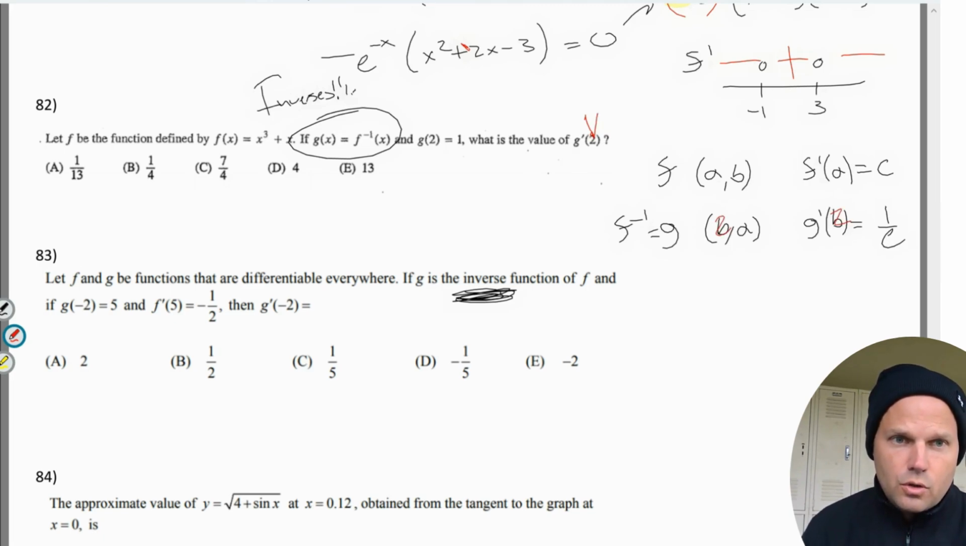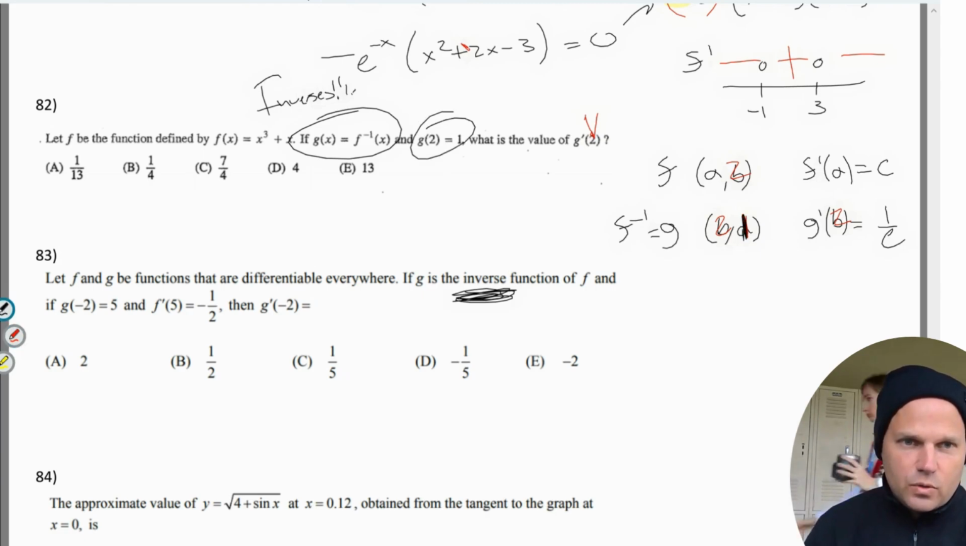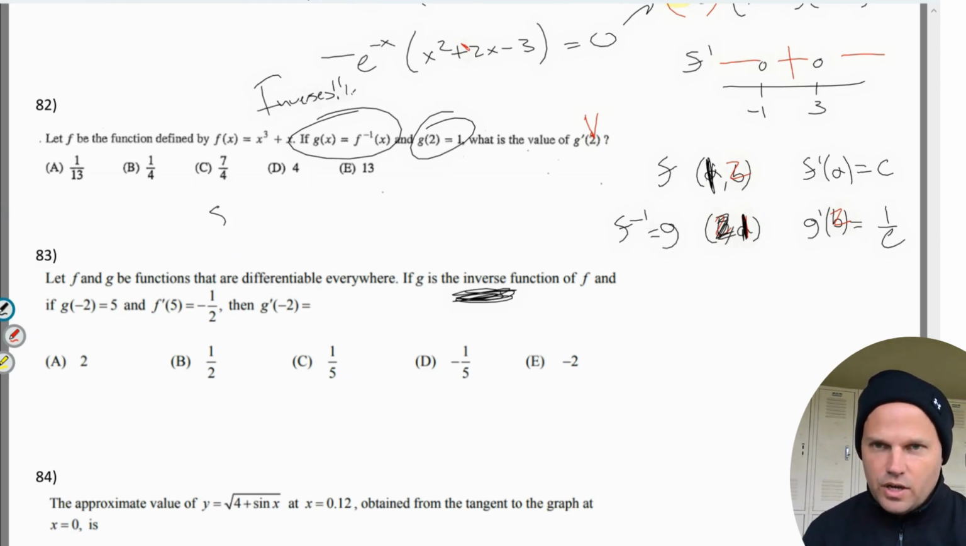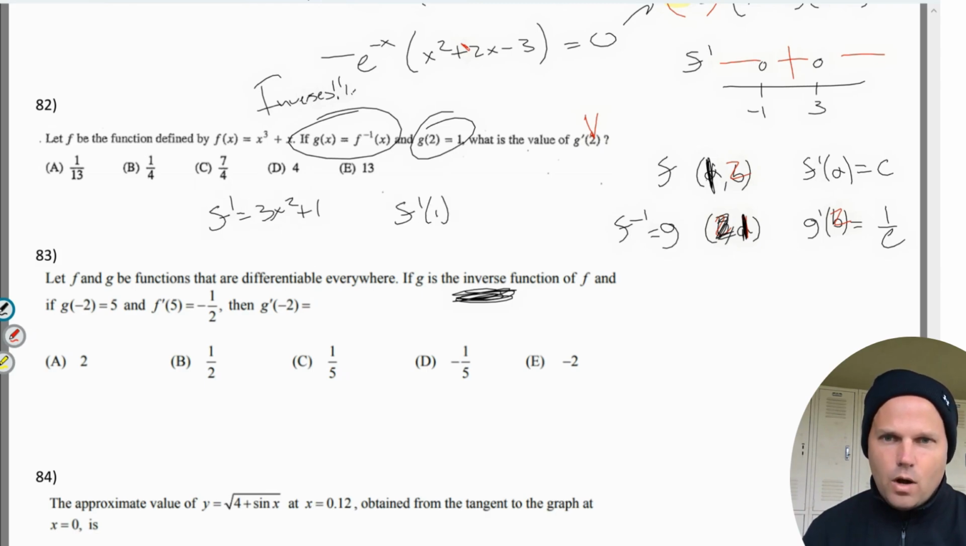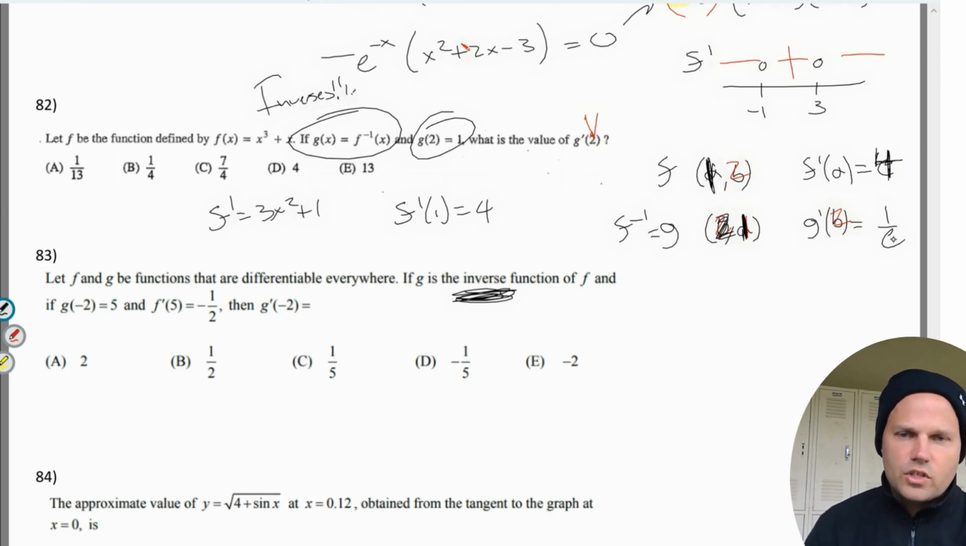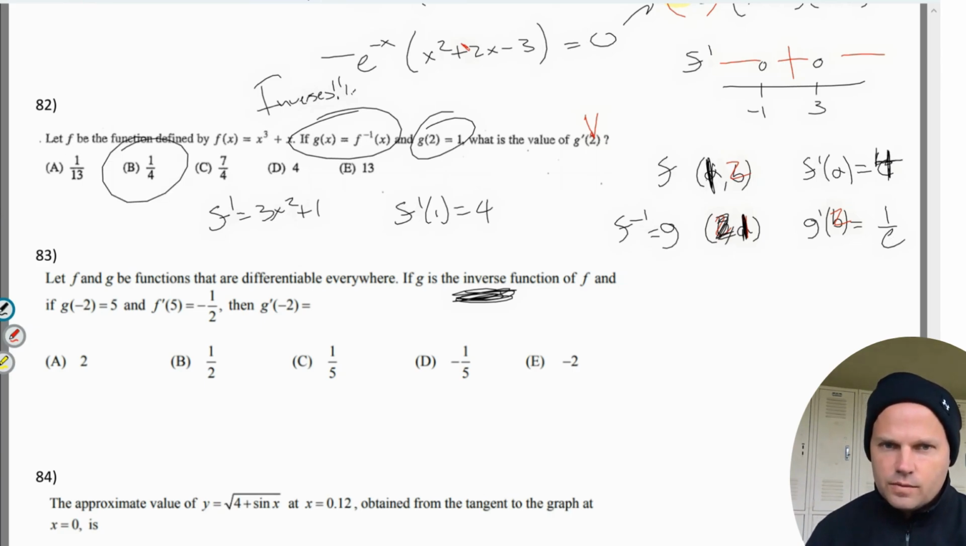I need to find F's slope when its Y value is 2. Oh, that's F's slope at 1 because you were told G of 2 is equal to 1. They literally gave you G of 2 is 1. So now I need to find F's slope at 1, and I'll know G's slope at 2. F's slope is 3x squared plus 1. F's slope at 1 is 4. This is 4. This is 1/4. That's how it works.